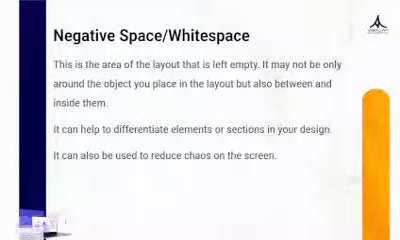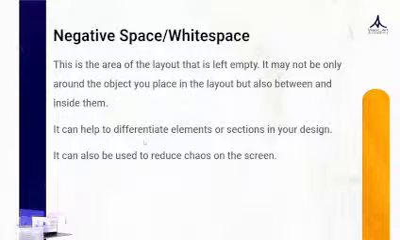Then the last one here is the negative space or white space. So we already know what's negative space. It's just the spacing between elements. So this is the area of the layout that is left empty. Here there's a white spacing. Here is a white spacing. So it may not only be around the object you place in the layout, but also between and inside them. So your letter, for instance, the tracking, like we said on the typography, that is a white spacing or negative spacing. So you can see it is inside of that text.